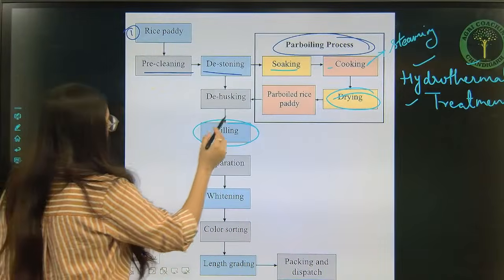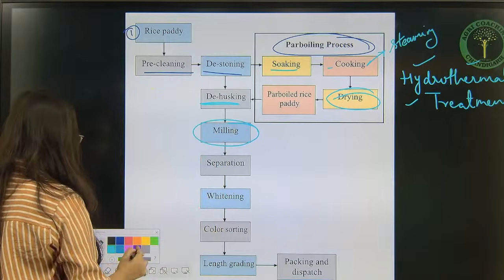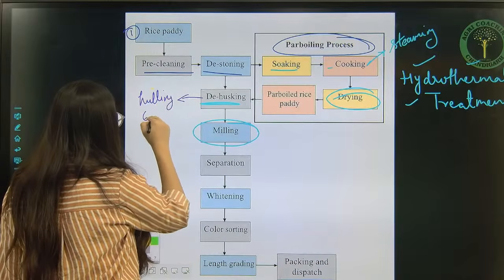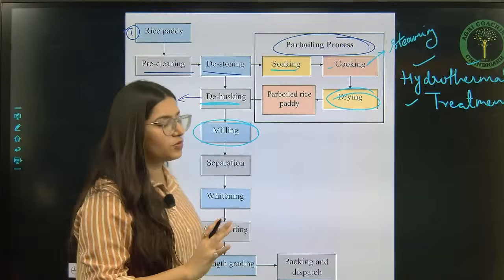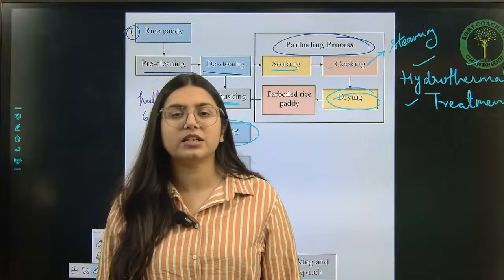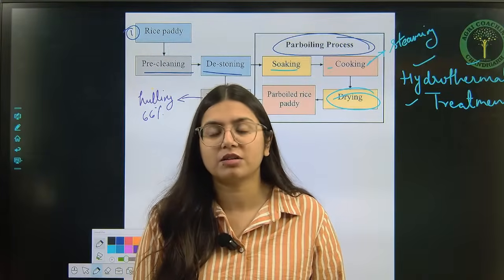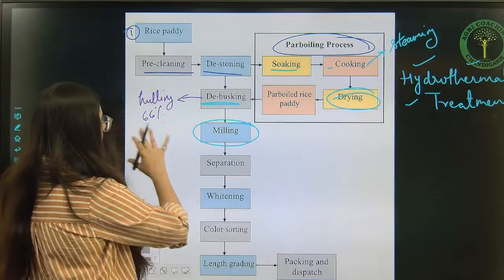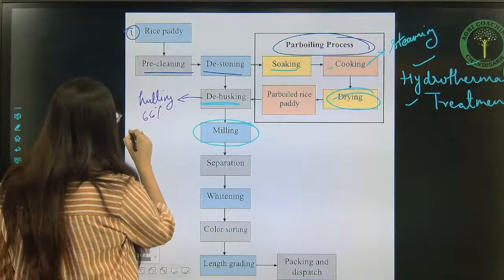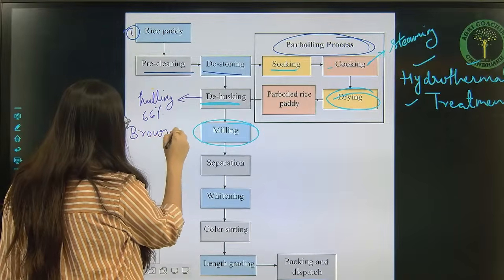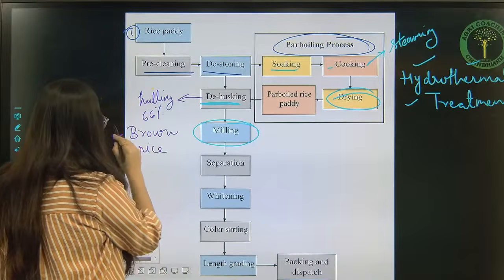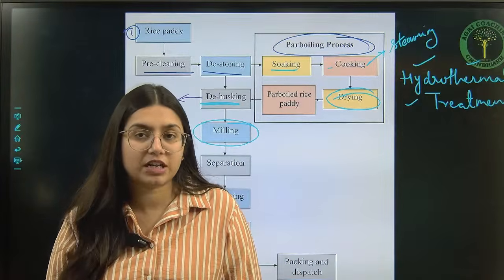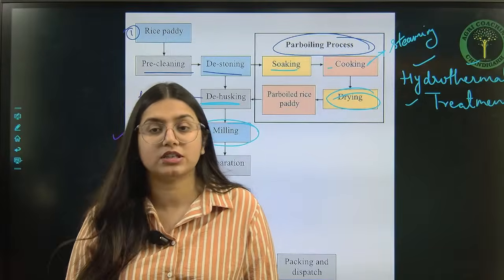Then dehusking. What is the meaning of dehusking? It is nothing different. It is just hulling. What is hulling? That is 66% in case of paddy. So in this hulling or dehusking process, we are completely removing the husk from the grain. Then after this hulling process, what do we get? We get brown rice. Now, this brown rice is further sent for the milling purpose.